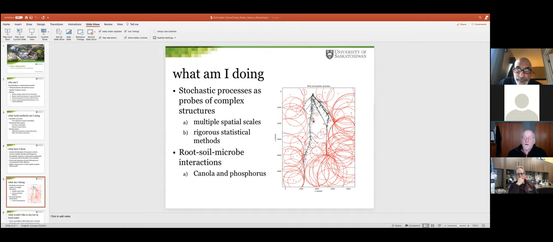And it turns out that this is a very powerful methodology. The challenge is that one gets a function rather than a number as the output, and therefore one has to use different statistical methodologies. One of the intriguing parts of this work is that it really identifies structure at all scales. And the other major activity that I'm involved in is collaborating, like I said, with Bobby and Leon on root soil microbe interactions, in particular looking at the response of canola and the canola microbiome in response to phosphorus limitations.